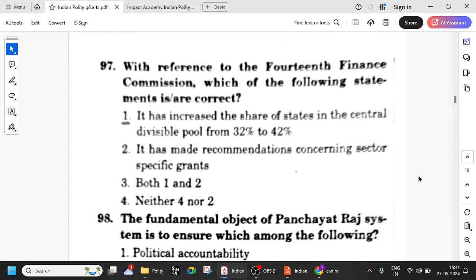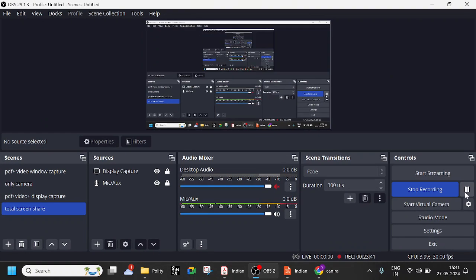With reference to the 14th Finance Commission, which of the following is correct? It has increased the share of states in the central divisible pool from 32 to 42. Which is true. And it has made recommendations concerning sector specific grants. So that is also true. With reference to the 14th Finance Commission, let us briefly look at it.